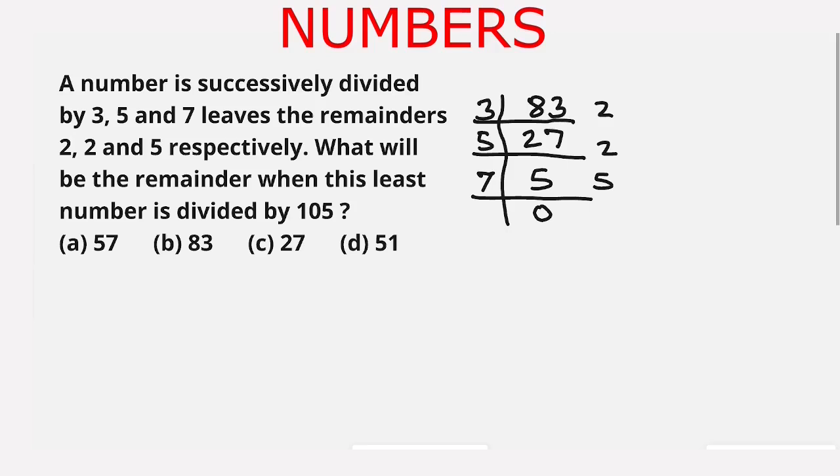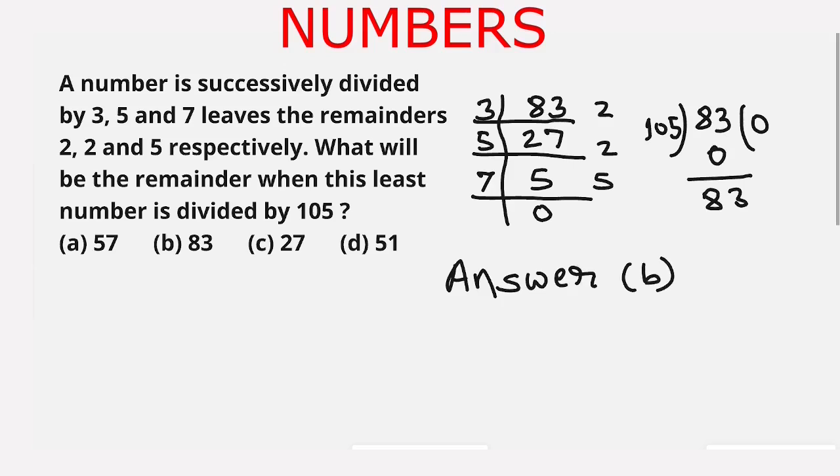As per the given question, this number 83 when divided by 105, what will be the remainder? So 105 divides 83 for 0 times and our remainder is 83 itself. And from the given options, our answer is option B, 83. I hope you have understood the method of solving such type of questions. We go to the next question.